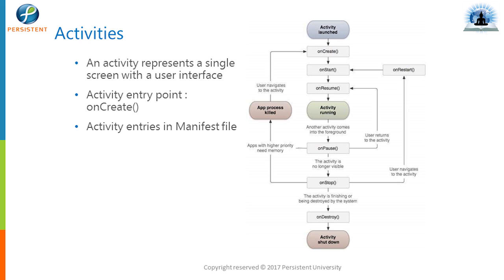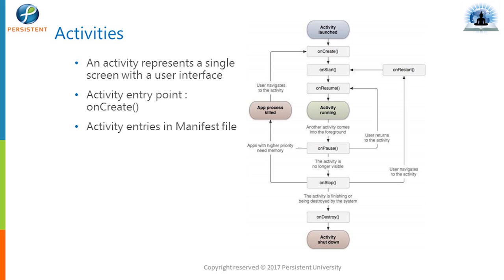OnPause is called when the current activity is being paused and the previous activity is being resumed. The paused activity does not receive user input and cannot execute any code. OnStop callback is called when the activity is no longer visible. OnDestroy is called before the activity is destroyed by the system. We also have an onRestart callback. It is called when the activity restarts after being stopped.